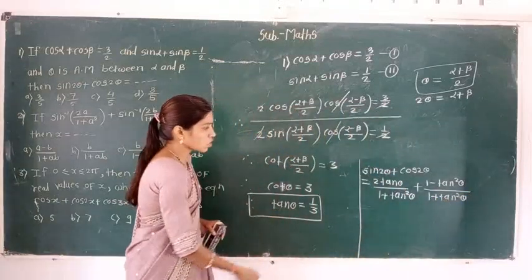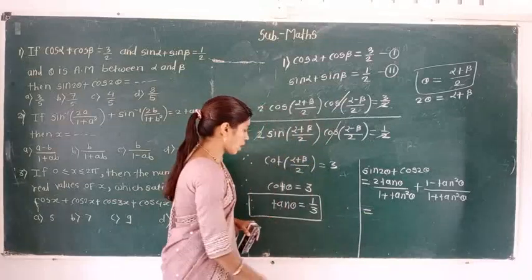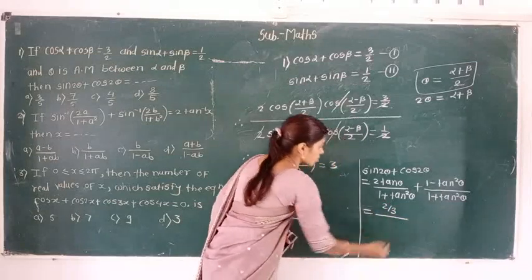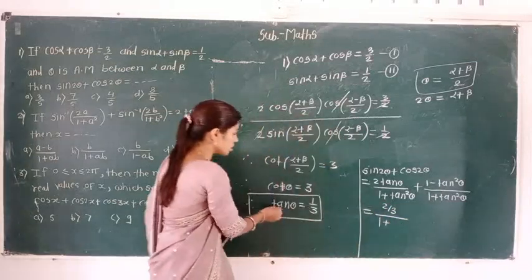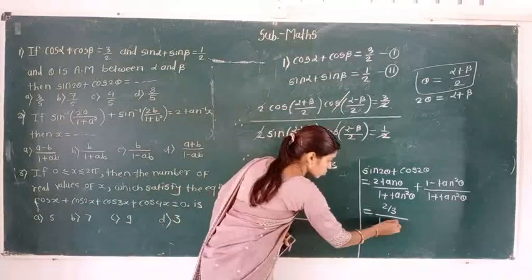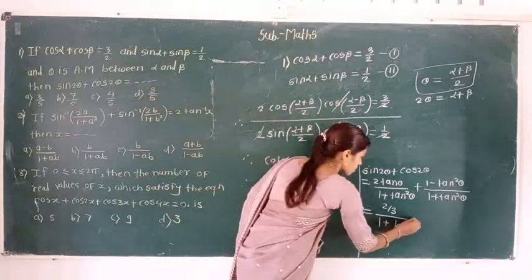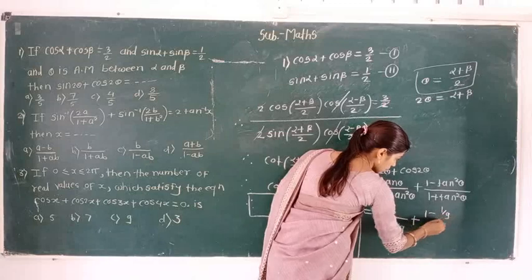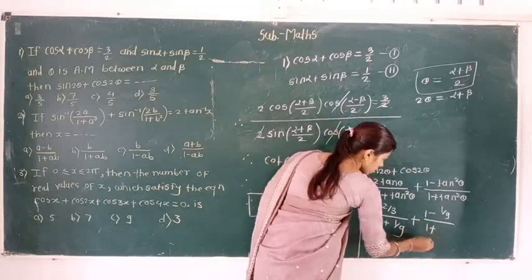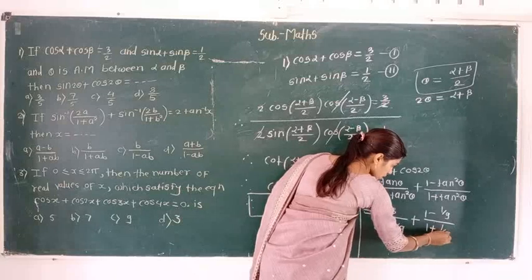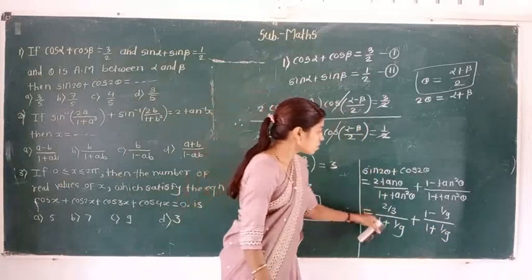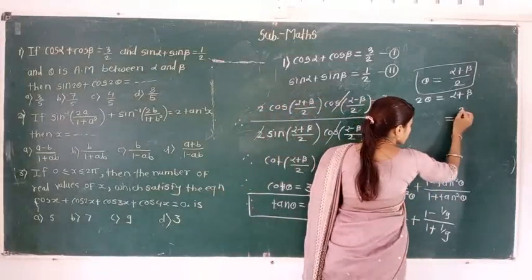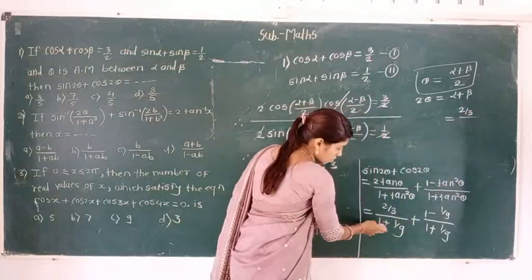So, use this value. In that case we can write 2 tan theta, that is 2 into 1 by 3, we can write 2 by 3 whole term, divided by 1 plus tan square theta, here tan theta is 1 by 3 and 1 by 3 square we can write 1 by 9, plus 1 minus 1 by 3 square, we can write 1 by 9, whole term divided by 1 plus 1 by 3 square is 1 by 9. So, first of all simplify this, we can write here 2 by 3 as it is, whole term divided by sum of these two terms.